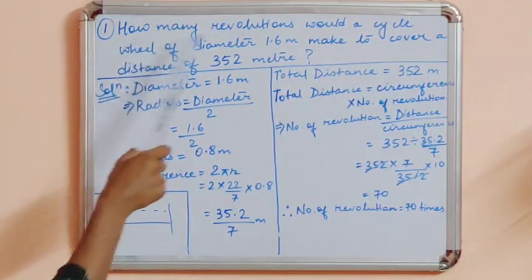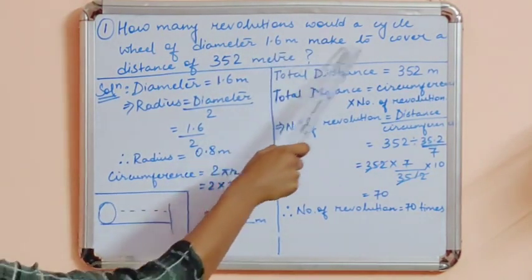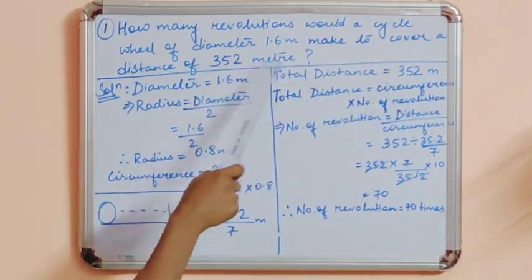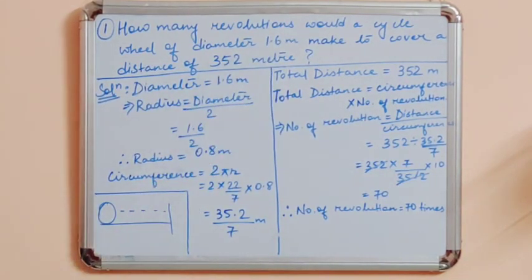Question number 1. How many revolutions would a cycle wheel of diameter 1.6 meter make to cover a distance of 352 meter? Here distance is given and diameter of the circle is given. First understand the question. We need to calculate the number of revolutions. We have a cycle wheel and its diameter is given and it is covering 352 meter.